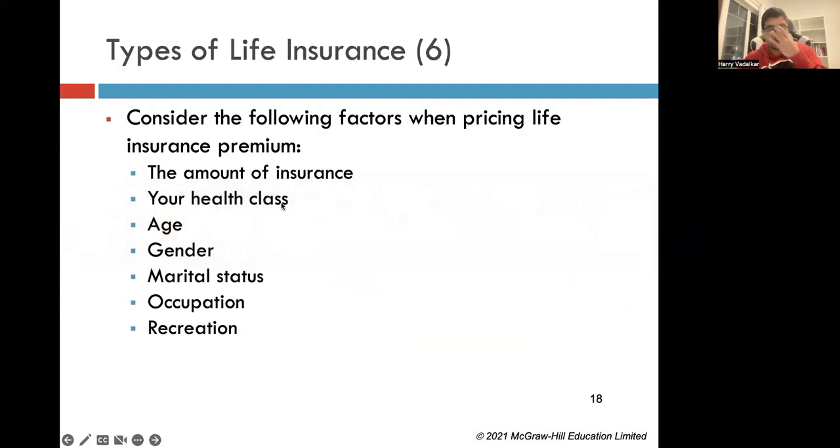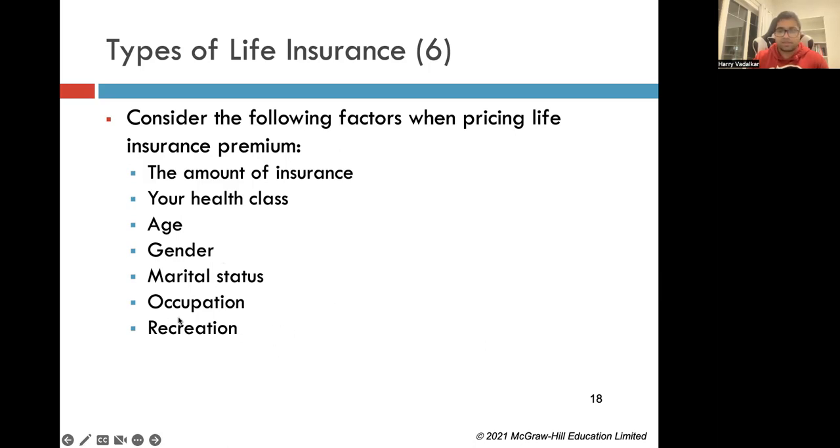Your health class: if you're not healthy, then the insurance premiums are higher. Your age: as your age increases, the insurance premium goes up. Your gender: females have lower insurance cost than males, okay, because females generally have a lower mortality rate than men. So men, because of that, have higher insurance costs. Marital status will also determine your insurance premium. Generally, if you're married, the insurance costs are lower compared to a person who is single.